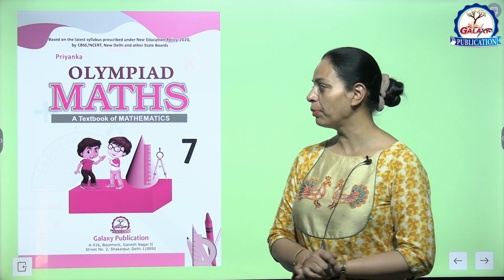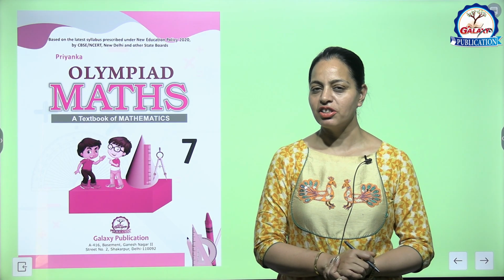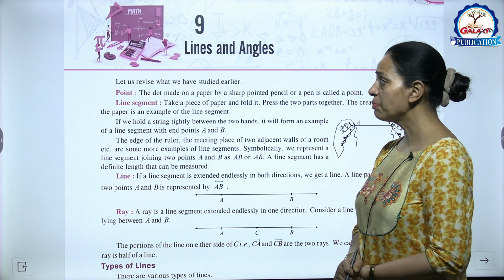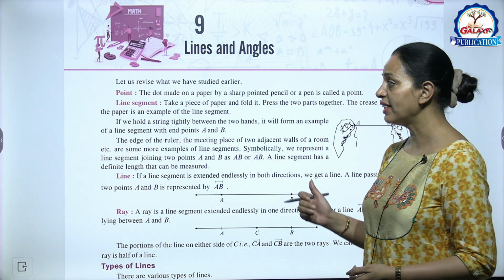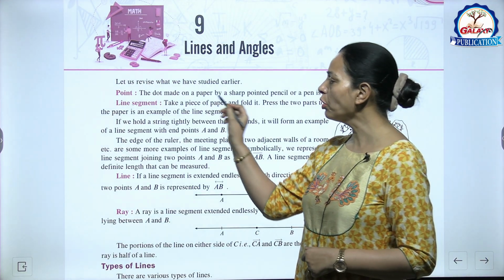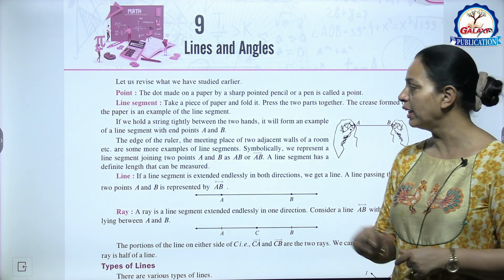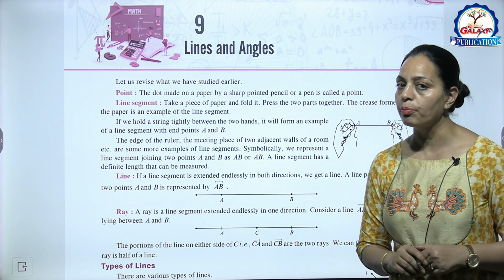We are doing Olympiad Maths class 7 by Galaxy Publication. Now we are starting chapter 9, lines and angles. Let us revise what we have studied earlier. Point: the dot made on a paper by a sharp pointed pencil or a pen is called a point.